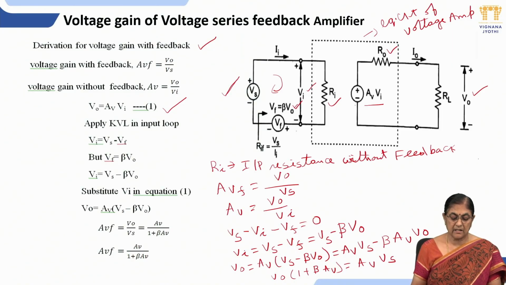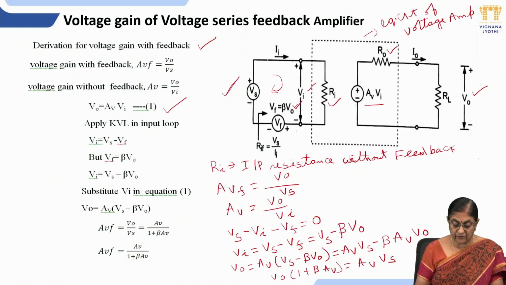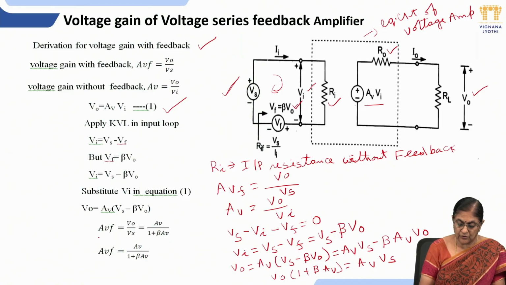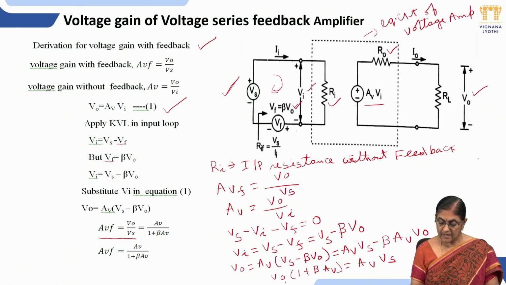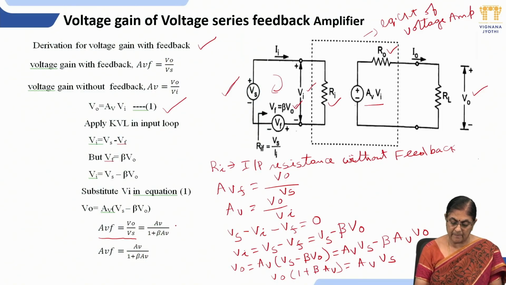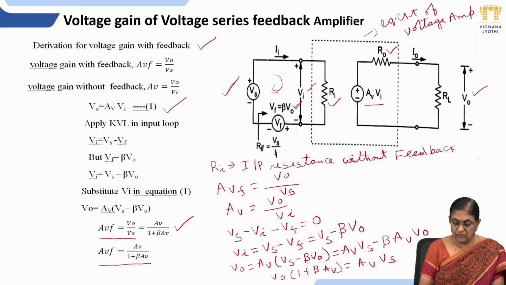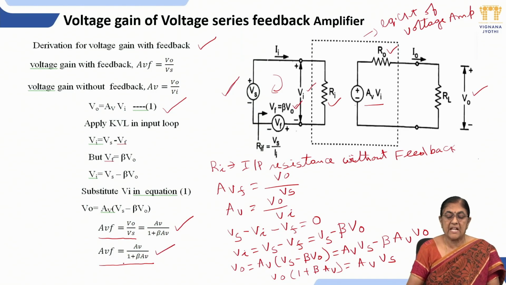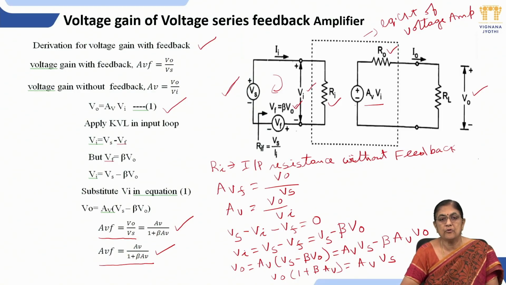So what is the equation for voltage gain with feedback? AVF is equals to V0 by Vs. So from this expression, what did you get? V0 by Vs is equals to AV by 1 plus beta AV. So therefore, voltage gain with feedback is AVF is equals to AV by 1 plus beta AV. So what is AVF? Voltage gain with feedback. What is AV? Voltage gain without feedback. Okay. And 1 plus beta AV is desensitivity.